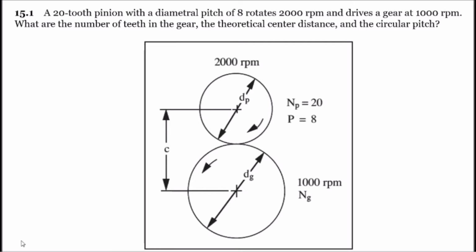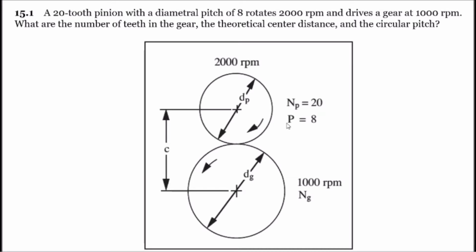Let's take a look at problem 15.1. In this problem, we have a 20-tooth pinion with a diametral pitch of 8, and it rotates at 2,000 RPM. This drives a gear at 1,000 RPM. What they want us to find is the number of teeth in the gear, the theoretical center distance, and the circular pitch. So we know that we have this top pinion right here.